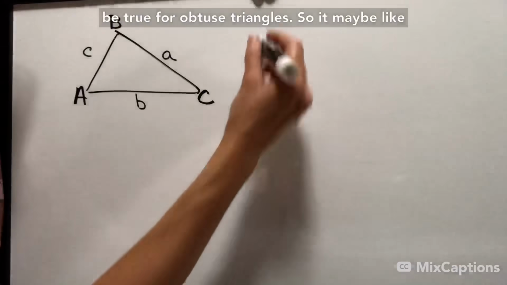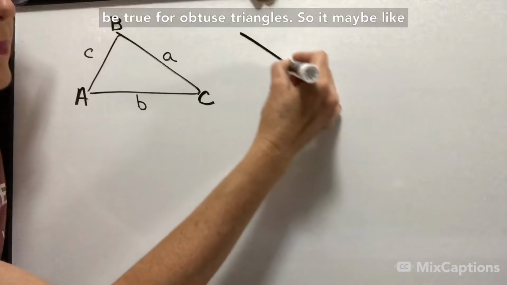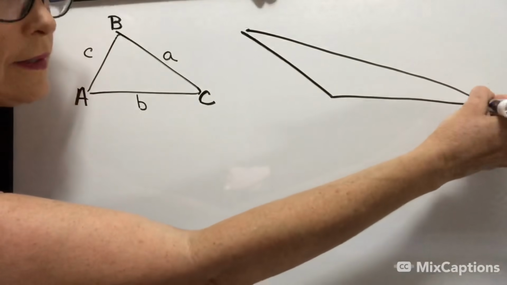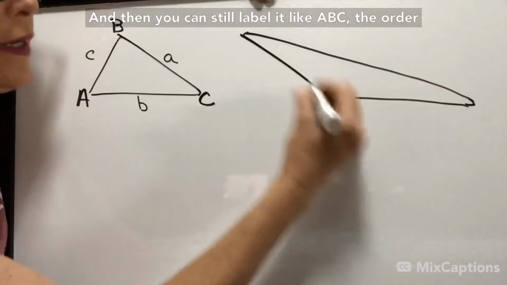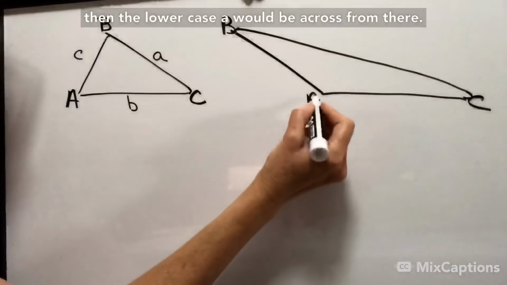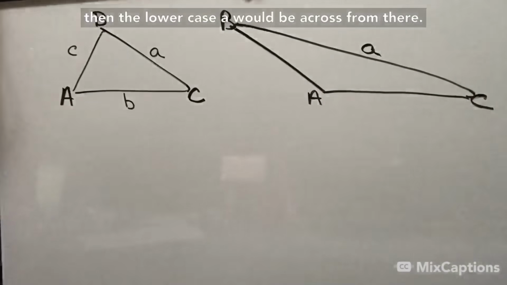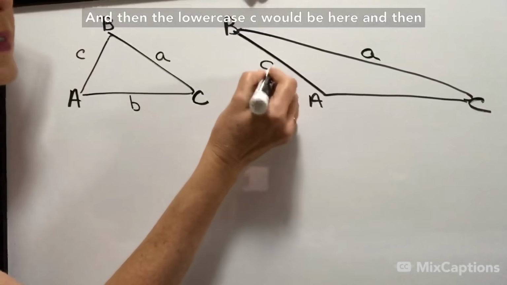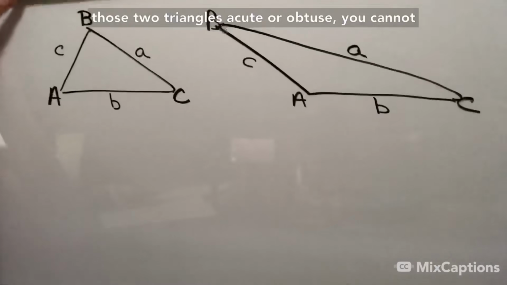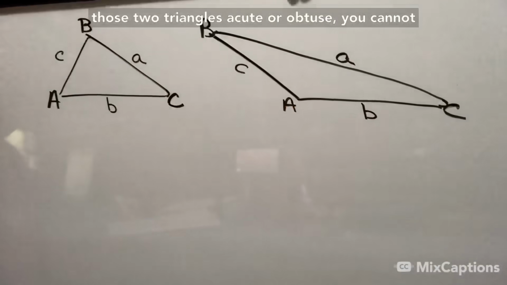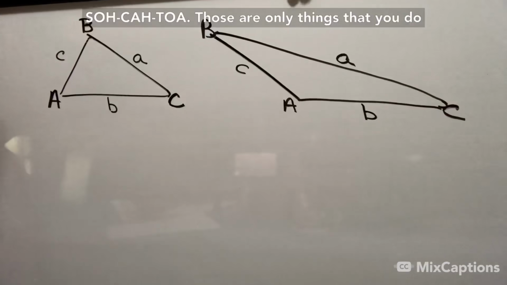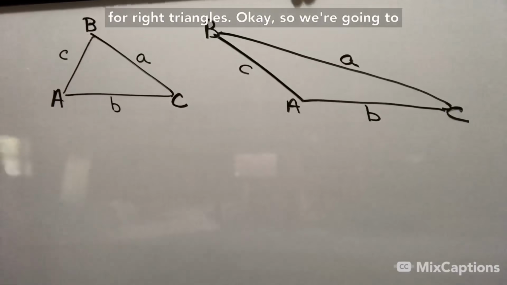This would also be true for obtuse triangles, so maybe one angle is more than 90 degrees, something like that. And then you can still label it A, B, C. The order doesn't matter, just as long as you label it. The lowercase a would be across from there, the lowercase c would be here, and the lowercase b would be here. So in either of those two triangles, acute or obtuse, you cannot use the Pythagorean theorem, nor can you use SOHCAHTOA. Those are only things that you do for right triangles.